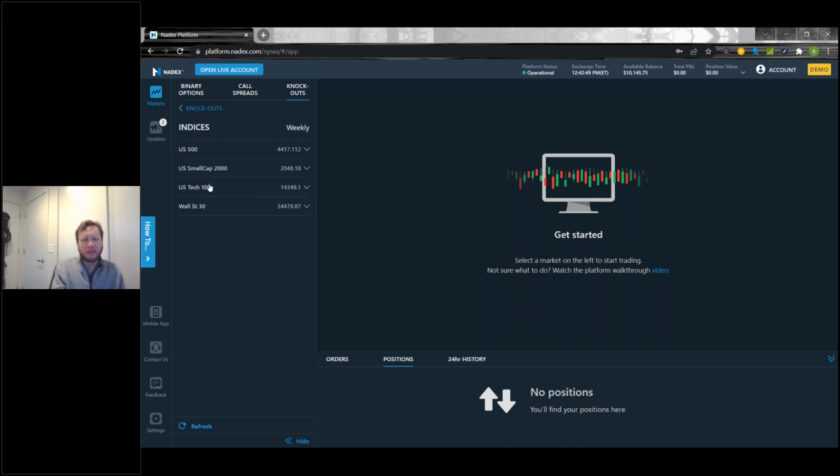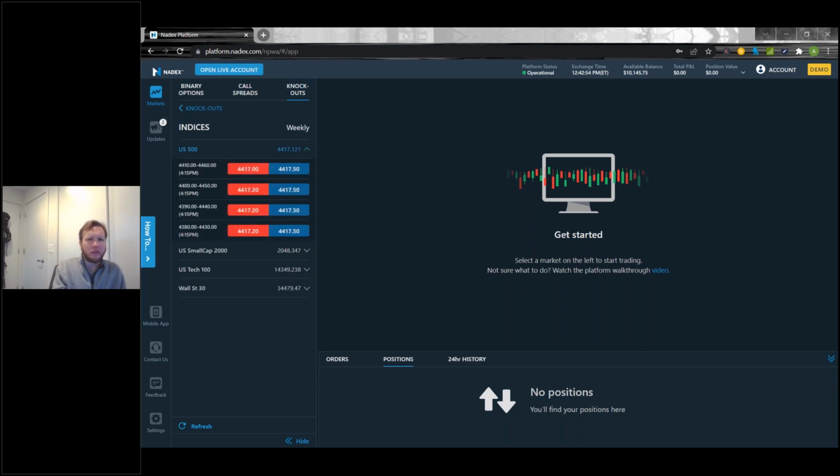Let's jump into an index, because the indices are fairly popular at Nadex, and let's do the US 500 contract. As I click on the US 500, I can see my 4 knockouts come up here. One thing you will notice, and we'll compare and contrast this with call spreads: the knockouts are trading fairly tight spreads, all right around where the indicative underlying market is. You can see this is where the market's trading, and this is where the 4 knockout levels are trading, and generally they're all trading at the same bid ask.